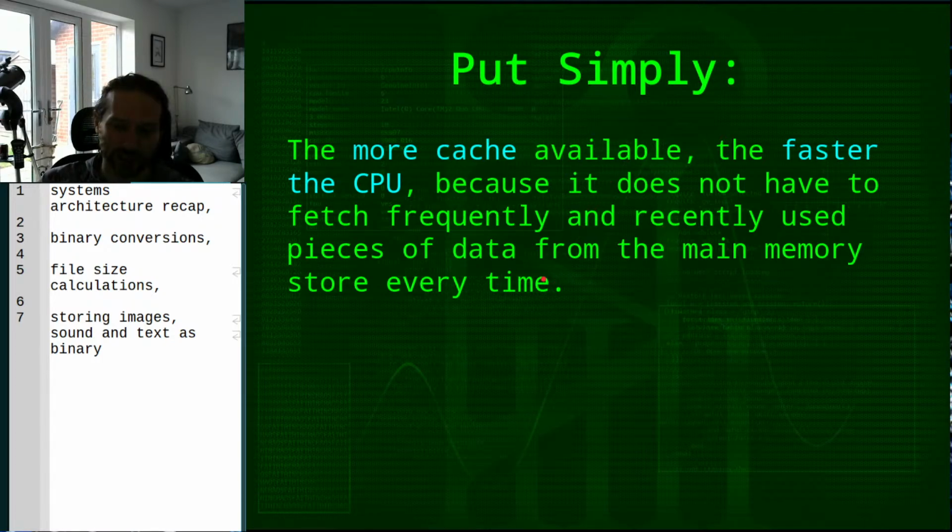So that's cache. There's 2 other forms of measurement in terms of the performance of the CPU. If you are still there, what are the other ways to measure the performance of a CPU? We've got cache. There's 2 other main ways that we can compare and measure the performance of a CPU.